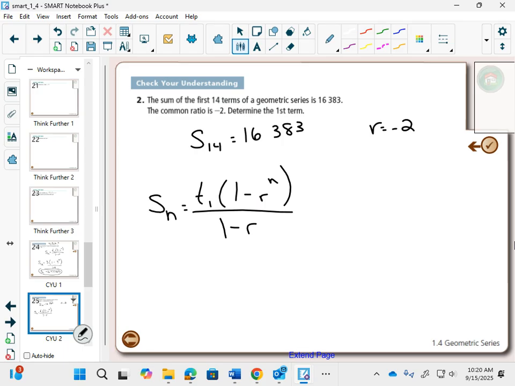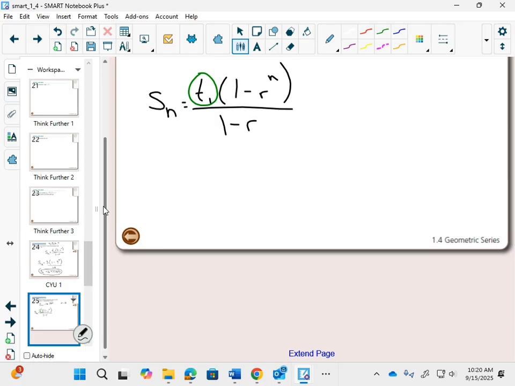So the question here is, if I want to find term 1, could I plug something in for everything else in this formula? Yeah. I know a sum of 14. So if I use sum of 14, I would know both the sum and that n is 14. And I also need to know R, I was told that. So I have everything I need for the formula.